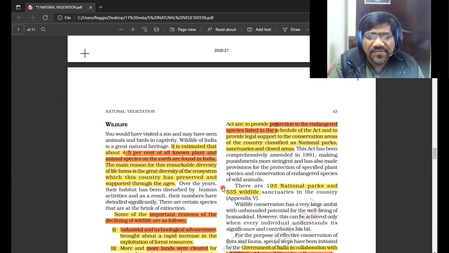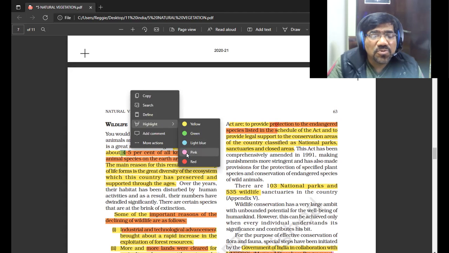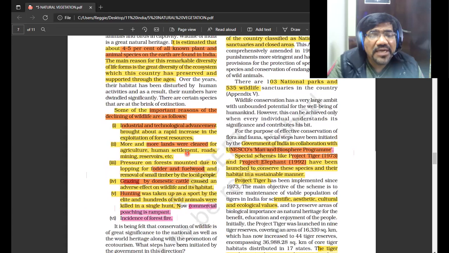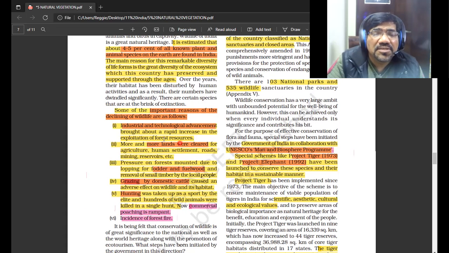Further, we come to wildlife, and when you look at wildlife, we see that India has 4% of the wildlife of the world. That is a very high number, and that's a good thing to see. And how can wildlife be preserved? A 5 marks question is coming in the paper. It is important to know how it can be preserved. We will do it later.